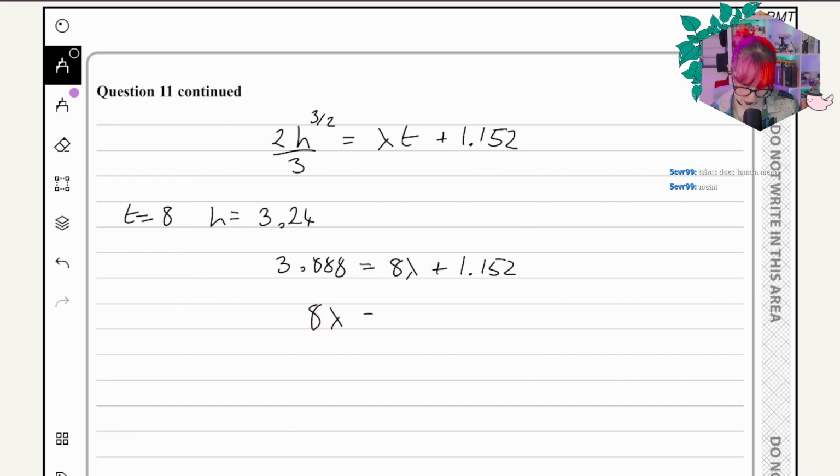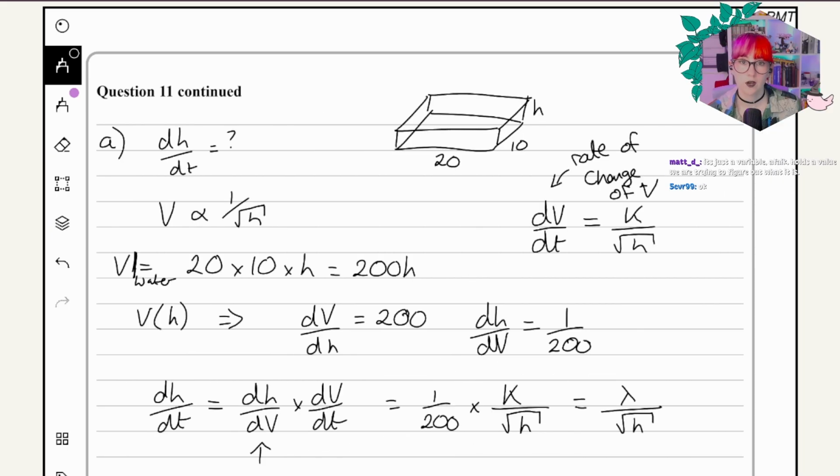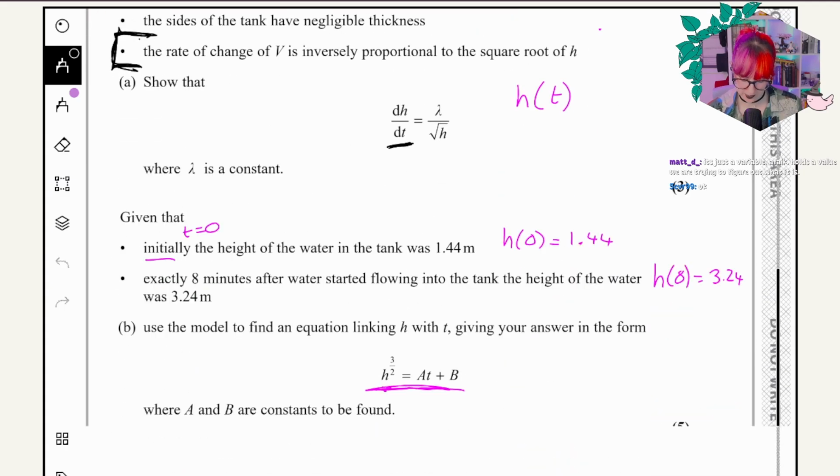Rearranging, 8 lambda is 3.888 minus 1.152, which is 2.736. So lambda is equal to 2.736 over 8, which is 0.342. So that gives me a final expression of h to the power of 3 over 2 is equal to 0.342 t plus 1.152, which hopefully is in the right form. For some reason, my brain thought we needed an exponential in here, but we didn't.